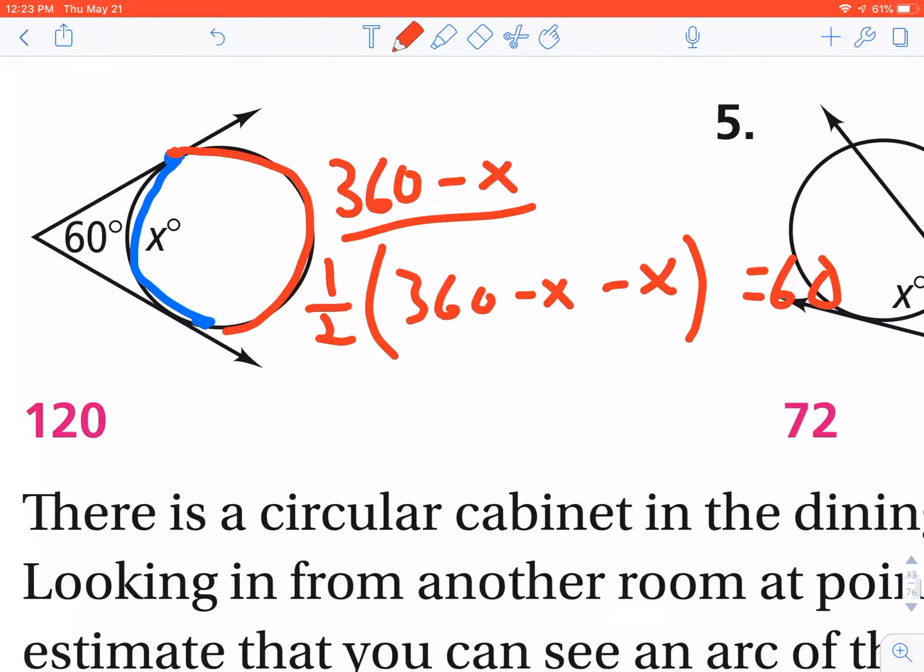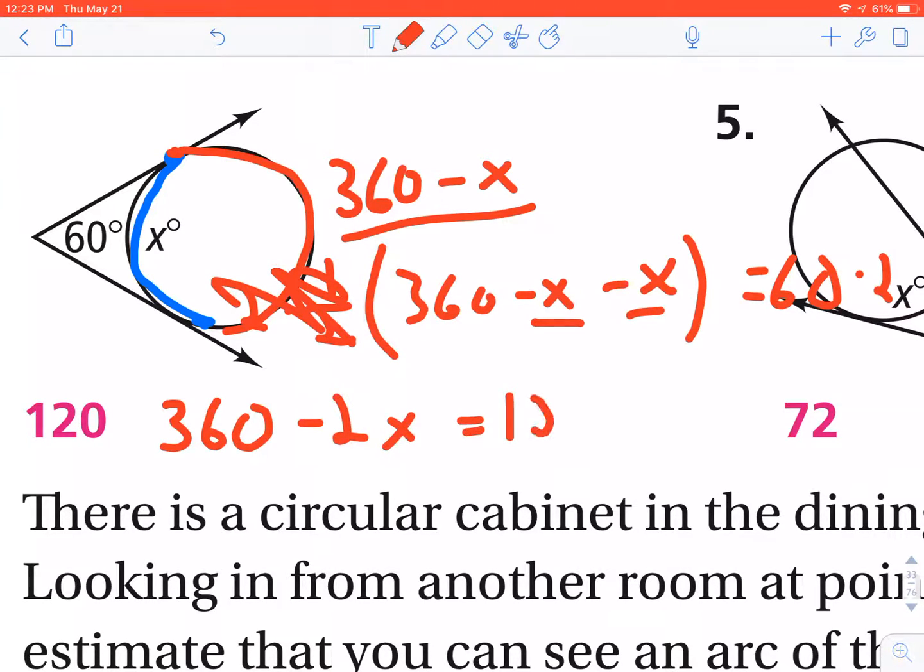Okay, so this is your big arc. This is your minus your little arc. Okay? Now when you solve this, if you multiply both sides by 2, the 1/2 fraction clears and you have 360, and then if you combine your negative x's, you have minus 2x is equal to 120.